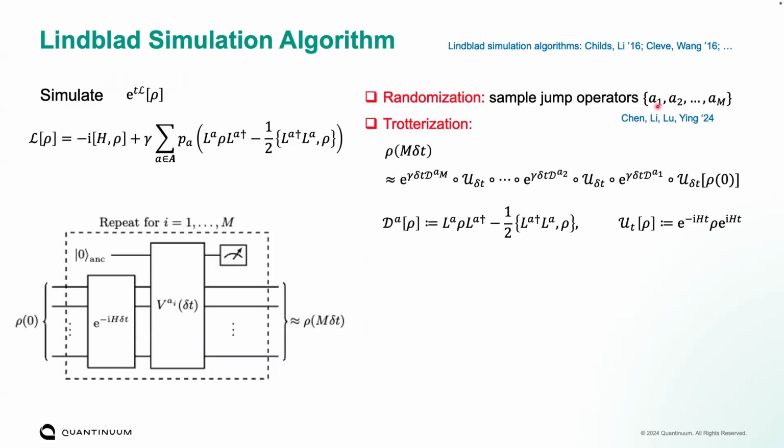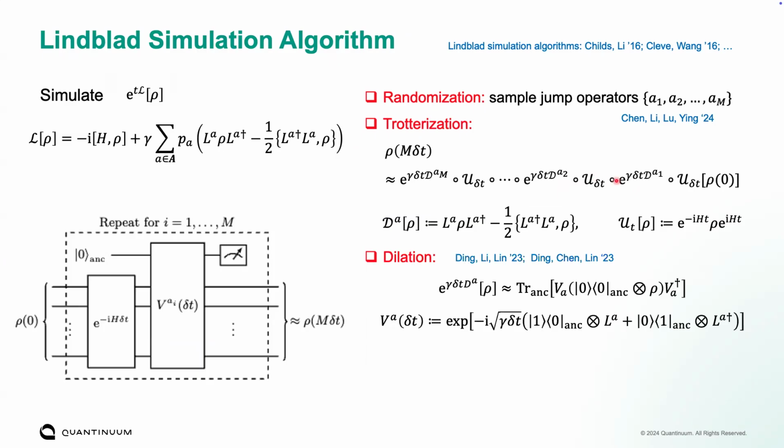This A1 comes from the sampling, jump operator sampling. So every Trotter step, you sample one jump operator according to probability PA. And then you apply this particular dissipative evolution. And then you go to the next step, and then you apply the Hamiltonian evolution. And then again, you pick one random jump operator, and then you go to the next step and so on. So that's the evolution, kind of a randomized evolution.